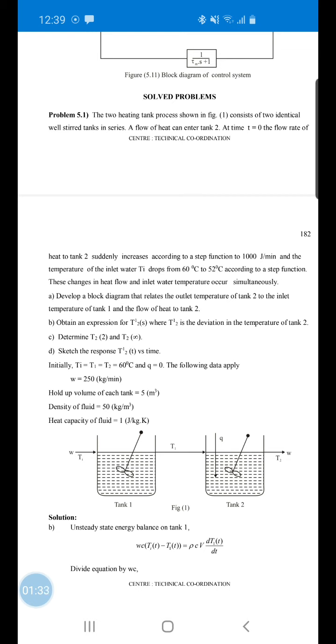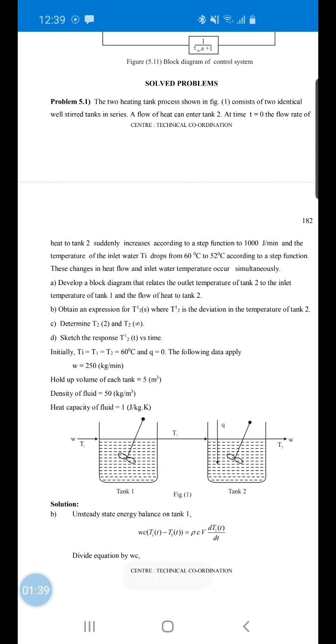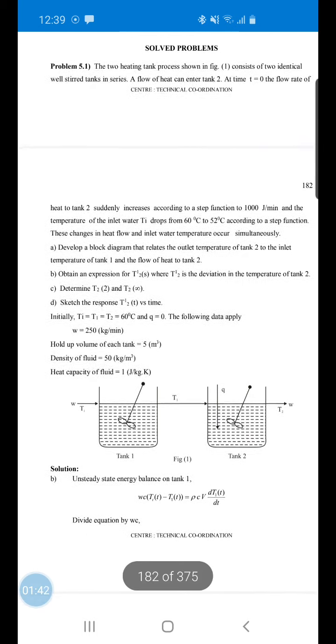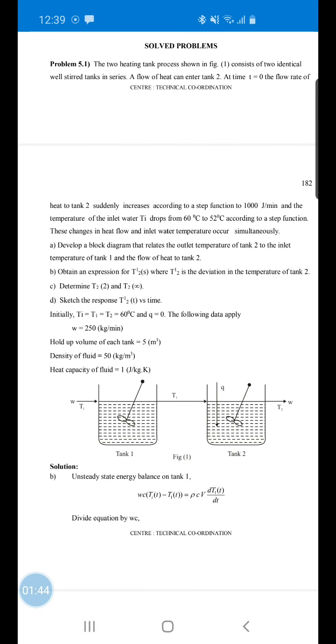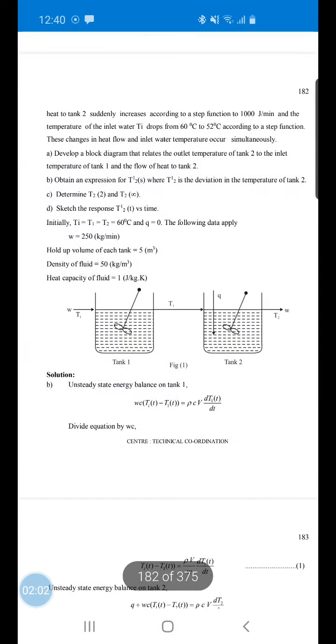We have to develop the block diagram that relates the outlet temperature of tank 2 to the inlet temperature of tank 1. We have to find T2 dash, where T2 dash is the deviation in temperature of tank 2. We are going to find T2 at t equal to 2 minutes and T2 at infinity. We will find the response of T2 dash versus time. So this is the data given.